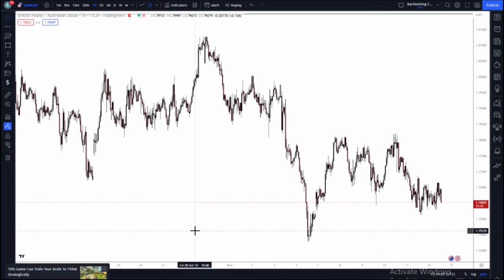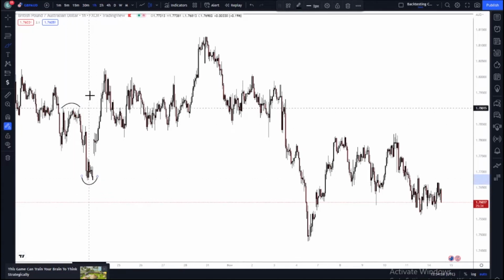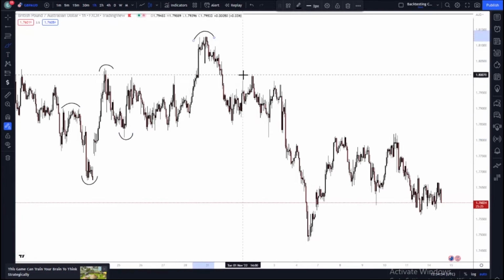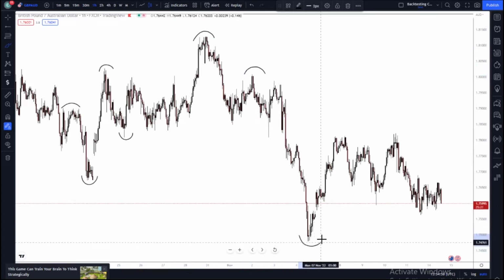So coming down to our H1 time frame, what do we do next? We did the same thing we did on the H4, which is we identify our structure again. So what's the structure on the H1? We have a lower high, a lower low, a higher high, a higher low, a higher high, a lower high, a lower low.